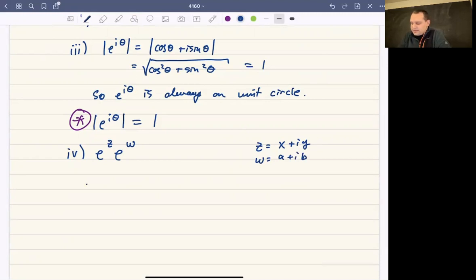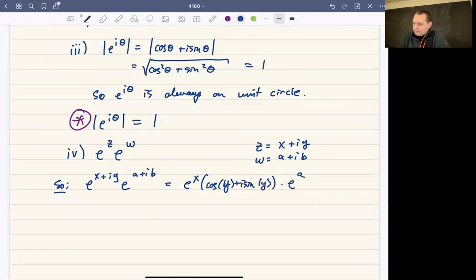So e to the z would be e to the x plus iy. e to the w is e to the a plus ib. And so I want to look at what's going to happen here. This is going to end up being e to the x times cosine of y plus i sine of y, times e to the a times cosine of b plus i sine of b. Okay, just applying the definition of the exponentials twice.